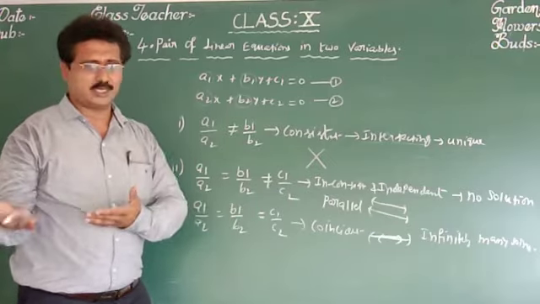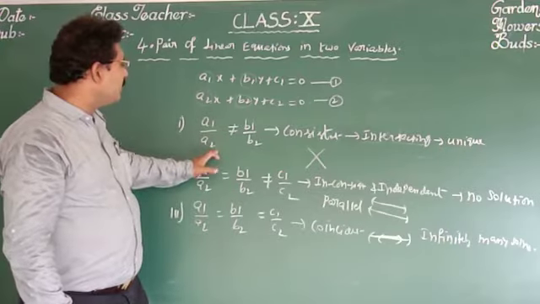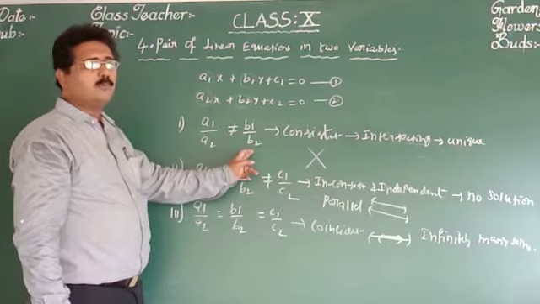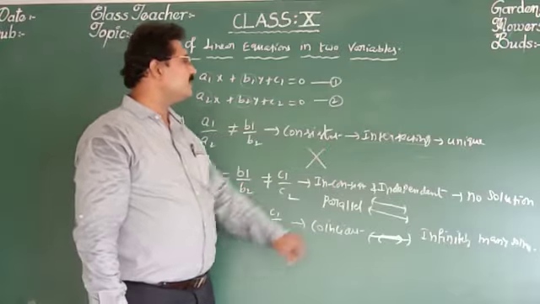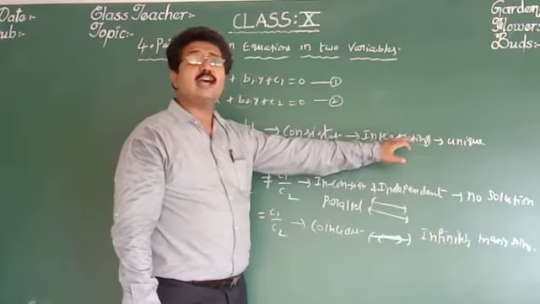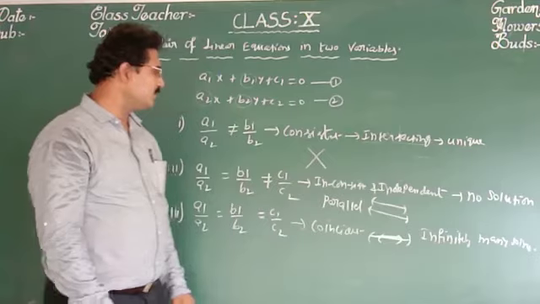So that means no solution. So that's why if A1/A2 is not equal to B1/B2, then they are a consistent pair of equations and they are intersecting lines and have a unique solution, only one solution.